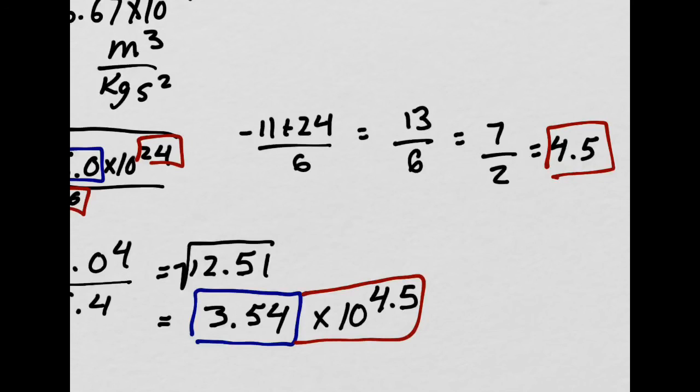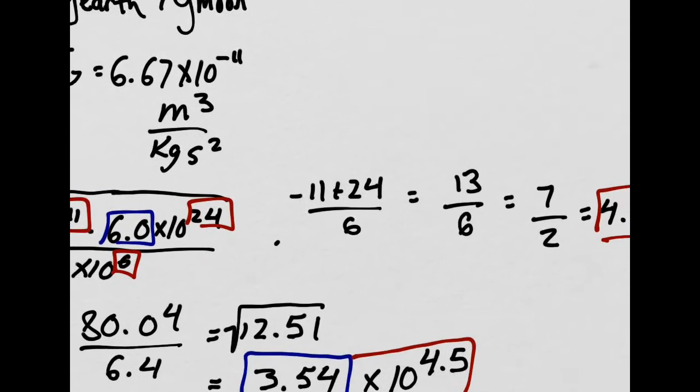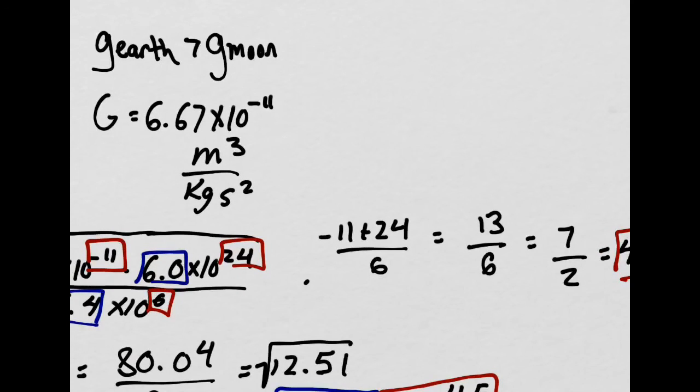And then let's look at our units. G has meters cubed per kilogram second squared. If you multiply that by a mass, the mass is in kilograms, and you divide it by a radius, that's a meter. The kilograms cancel. One meter will cancel with one up here and give you meters squared.